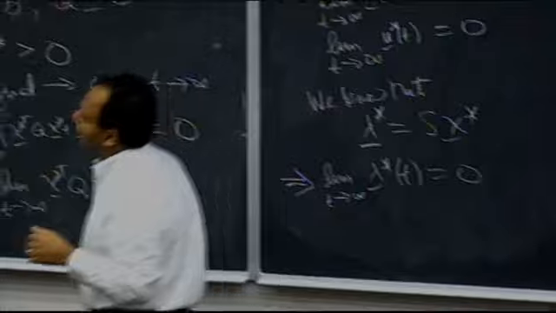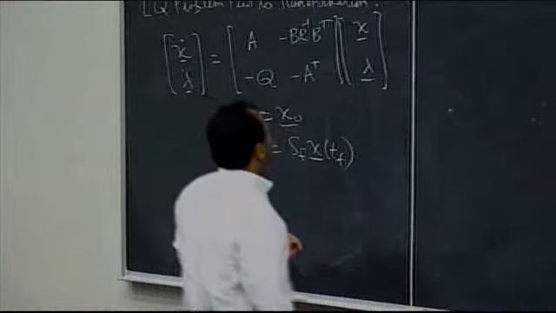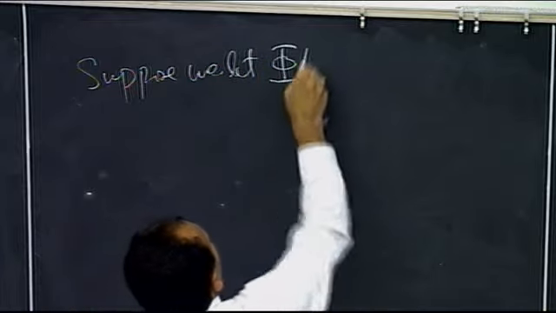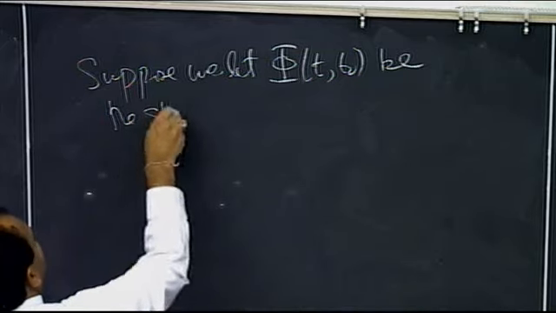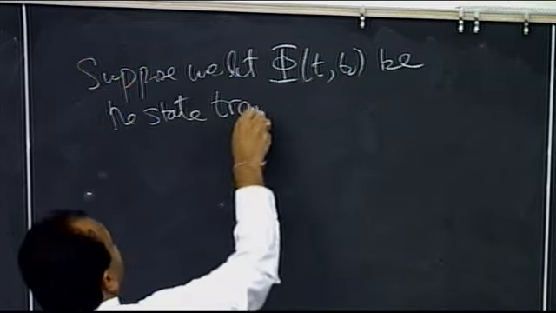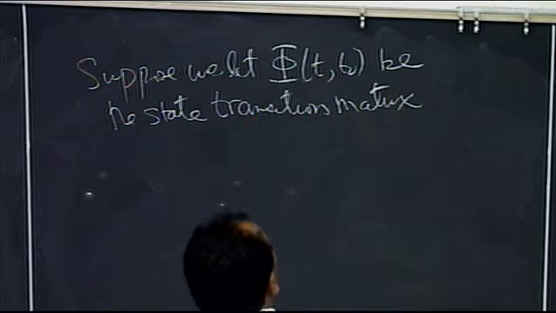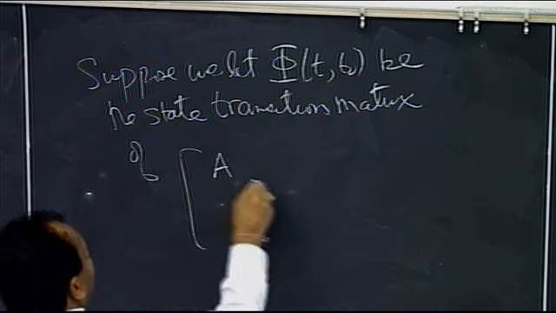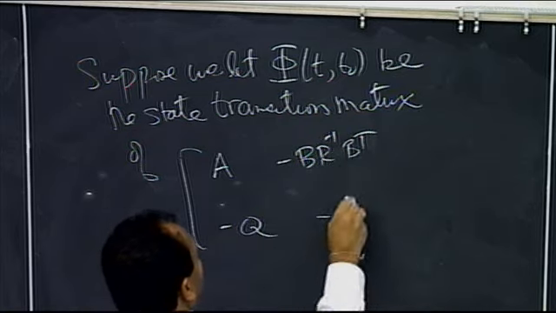Let's take a slightly different look at this. Let's suppose we let phi of t and t0 be the state transition matrix. I'm going to assume one thing in this: the state transition matrix of the matrix A, minus B R inverse B transpose, minus Q, and minus A transpose.